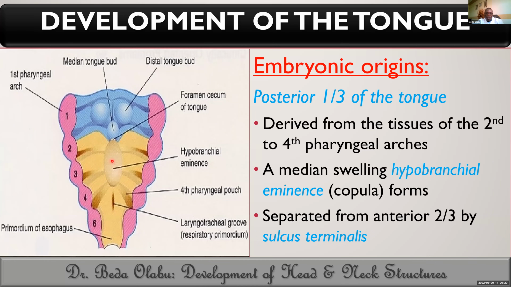Now that we've mentioned that the anterior 2/3 has different swellings from the posterior 1/3, what happens? There's a separation between the two. The separation between the two is a groove, which we call the sulcus terminalis. So the sulcus terminalis separates the anterior 2/3 of the tongue from the posterior 1/3 of the tongue.